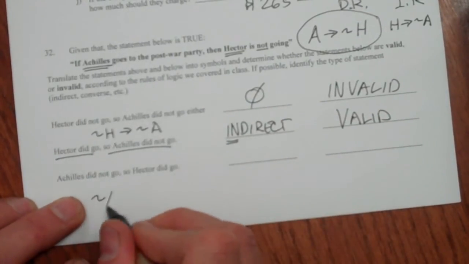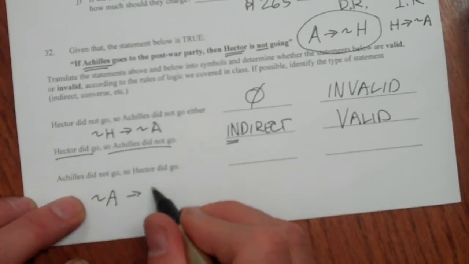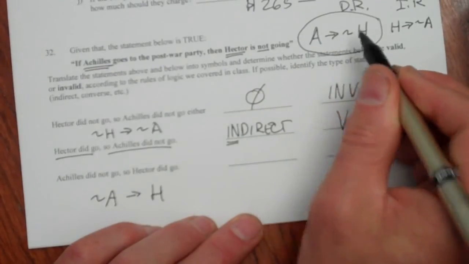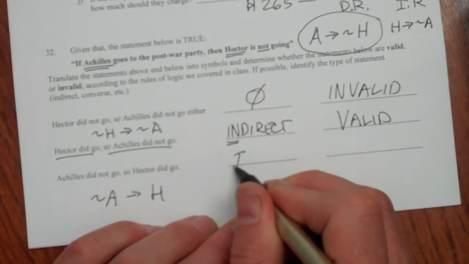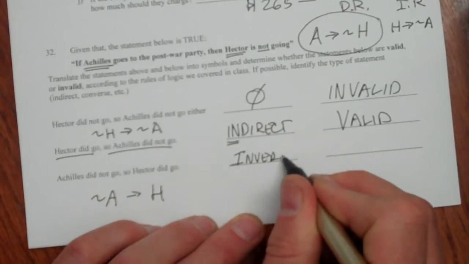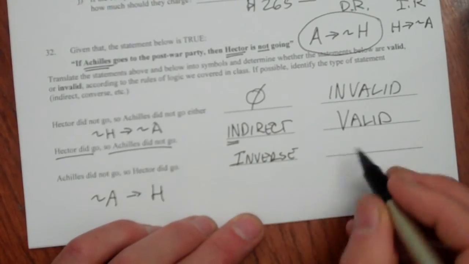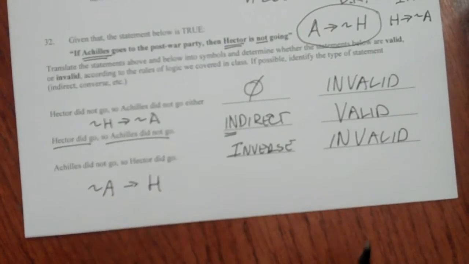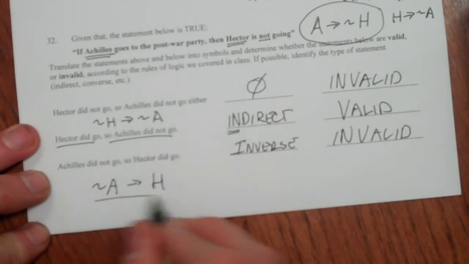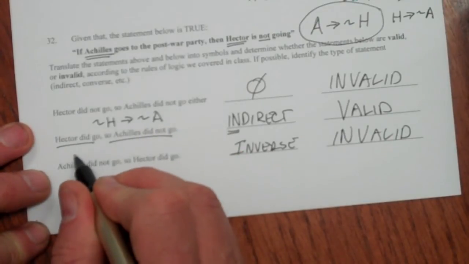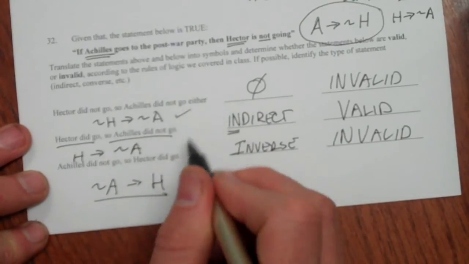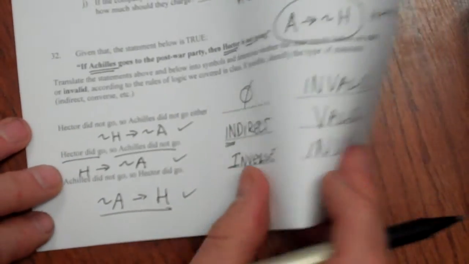Achilles did not go. That's not Achilles, so Hector did go. Alright, that's if I were to change this and negate this and negate that. That's called the inverse. And the inverse, like the converse, does not work. It's invalid. Alright? So there are your best possible answers for those. And if you write the symbolic stuff like I did here and like I did here and like I could have written here, H implies not A, I'll give you partial credit if you just do that. So that would be a smart move.